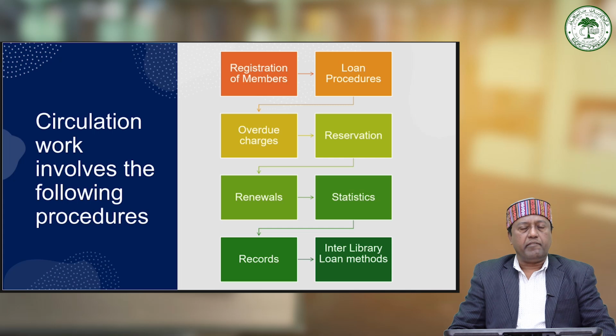And the 6th important activity is statistics. 7th, records, because so many records are generated, so it has the responsibility to maintain those records also. That is also one of the prominent activities of the circulation section. And the last of all is interlibrary loan. Loaning is also one of the activities which can only take place if you have due registration of all the members and proper record of all the books, especially in your library.